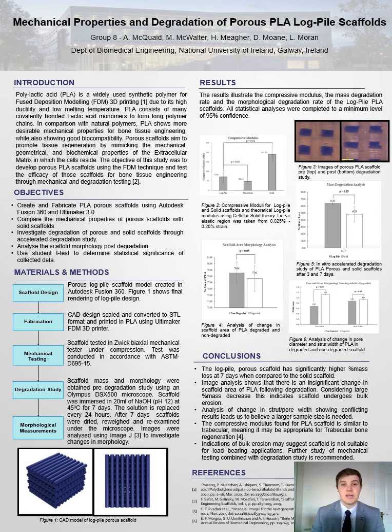The materials and methods section of this poster. There are various aspects to this project. These were to create a log pile scaffold CAD model of the scaffold using Autodesk Fusion 360. It was also to 3D print the model using an Ultimaker 3.0 3D printer, mechanically test the scaffolds under compressive loads, obtain compressive moduli, and perform an accelerated degradation study to analyze the change in mass and change in morphology of the scaffold as it degrades.